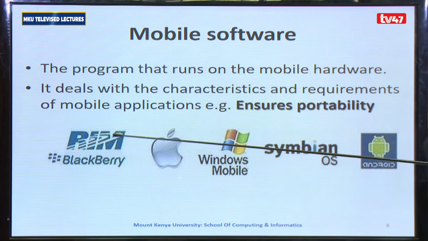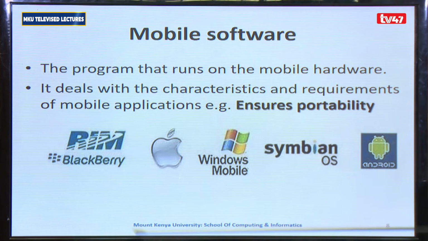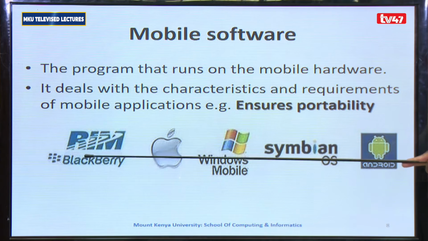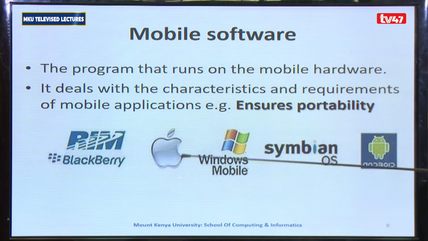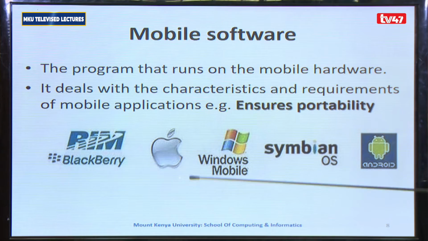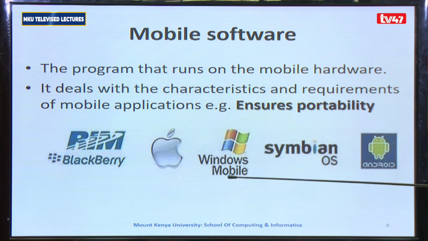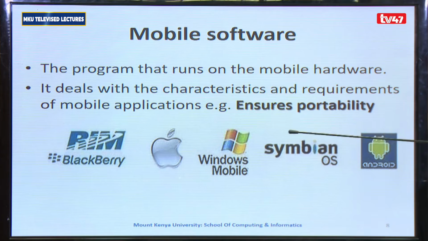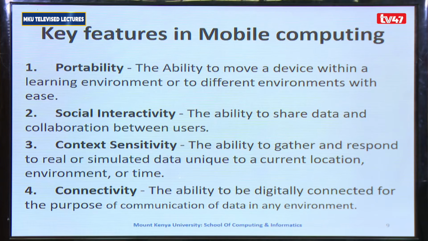Examples of mobile software: we have BlackBerry OS, which runs the BlackBerry phones. We have iOS, which runs the Apple phones and also other devices. We have Windows Mobile, which is the Windows operating system for both phones and laptops. We have Symbian OS, and we have the Android operating system, which is one of the major operating systems for most of the phones in the market.